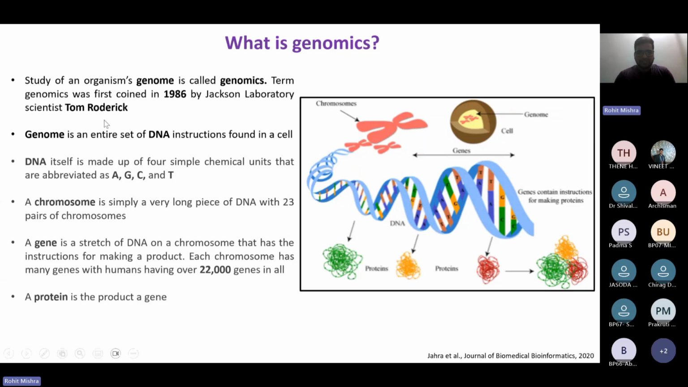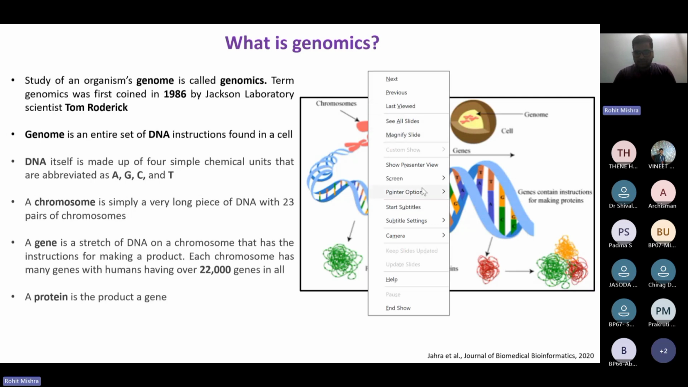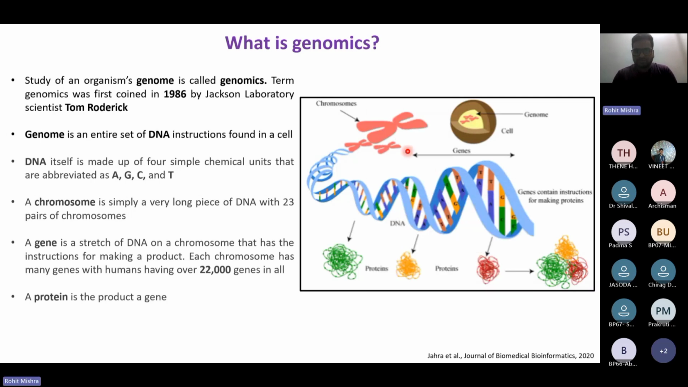If you see this DNA over here, let me turn on the pointer. Yeah, this DNA is made up of A, G, C, and T bases. A chromosome is simply a very long piece of DNA, and we have 23 pairs of chromosomes. A gene is a stretch of DNA on a chromosome that has instructions to make a product, like each gene will get converted to different proteins. This is what the central dogma is: DNA is converted to RNA and RNA is converted to proteins.